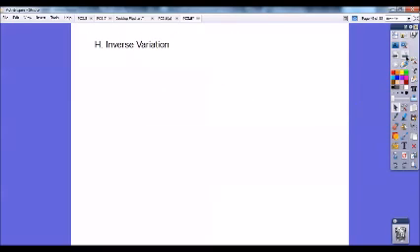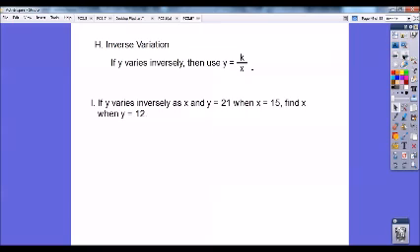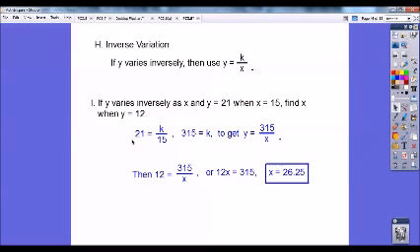All right, inverse variation is if y varies inversely, then you use the equation y equals k over x. All right, so same stuff, except you just do y equals k over x. So here we go. If y varies inversely as x, so y equals k over x, and y is 21 when x is 15, find x when y is 12, okay? So I'm going to go ahead and do 21 equals k over 15, multiply both sides by 15, I get 315 equals k. So here's my equation, y equals 315 over x.